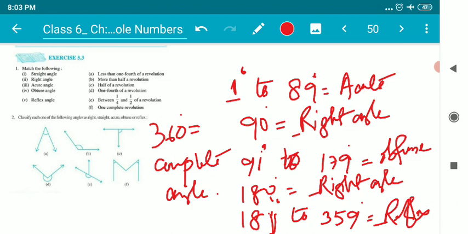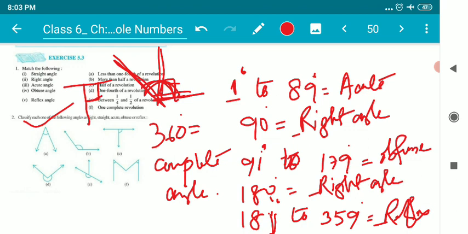Now children, if you look at these angles very carefully in our book, number A, by seeing only we can understand it's lesser than 90. So the first one is an acute angle. Number B is more than 90 degrees because it has crossed 90. So this angle is an obtuse angle. Number C is exactly vertical, which means it's 90 degrees. D is more than 180, because a straight line is 180 and it has crossed that. So this is a reflex angle.